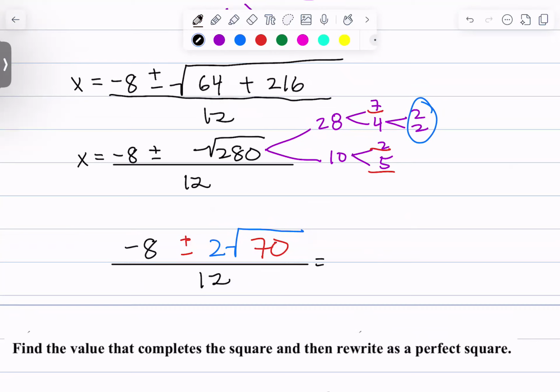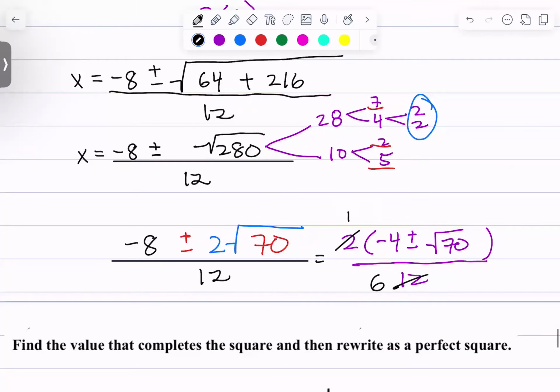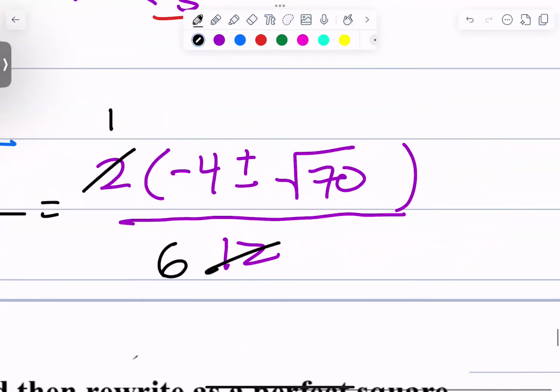which is, what can I take out from the top? A 2? Right? I can take out a 2, which will leave me with negative 4 plus or minus square root of 70 over 12. The reason why I do that is now I can cancel out the 2 with the 12, make 1 and 6. So your answer here is going to be negative 4 plus or minus square root of 70 over 6.